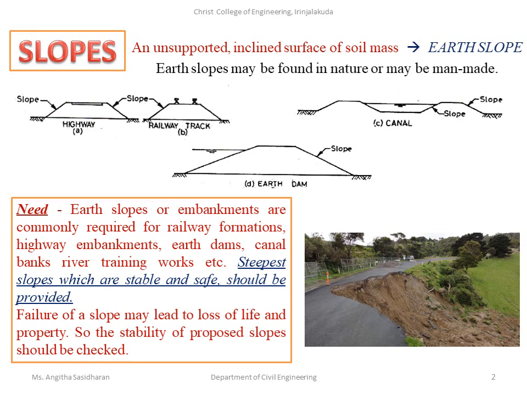What is a slope? If you're talking about an earth surface, what is a slope? It is an unsupported inclined surface of soil mass and it can be either natural or man-made. So as a civil engineer, what are the various types of slopes that we encounter? You can see the figure here.